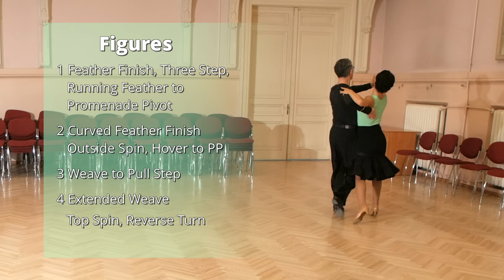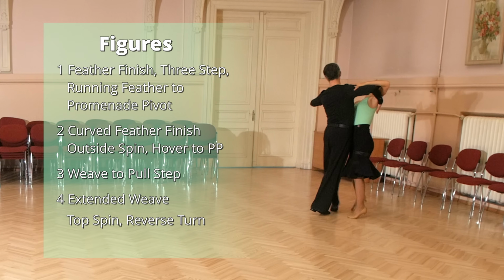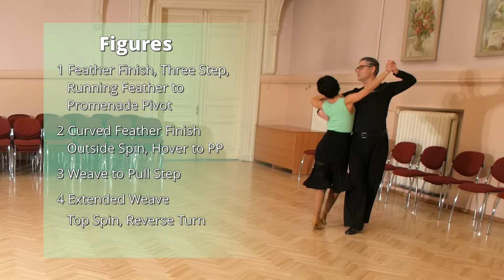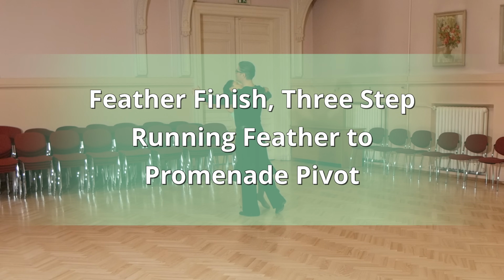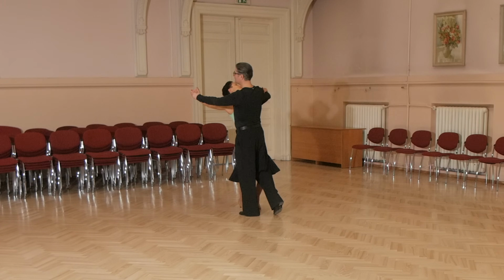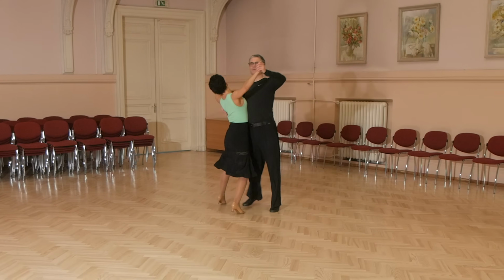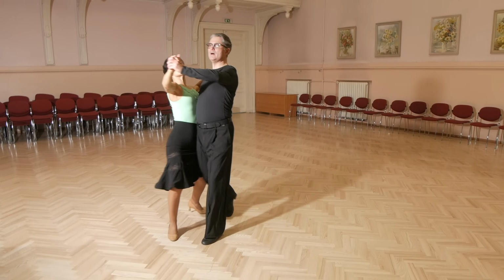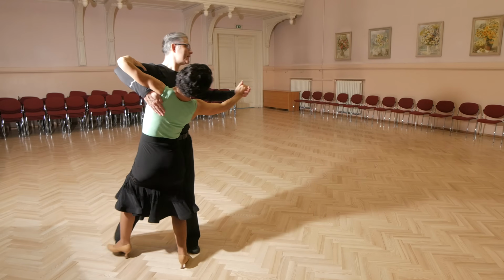Now let's have a closer look at each figure you just saw in this slow foxtrot routine. And we start with feather finish, 3-step and running feather to promenade pivot. And slow, quick, quick, slow, quick, quick, slow, and quick, quick.